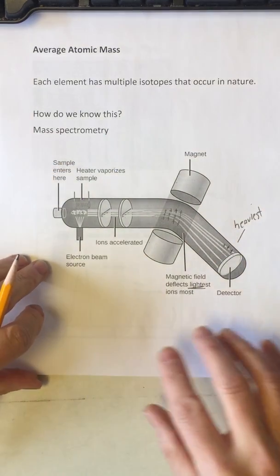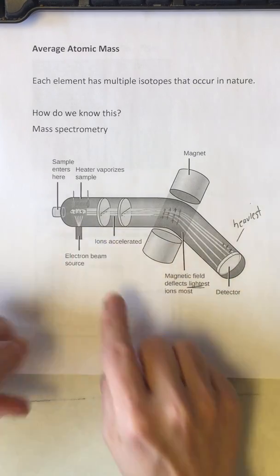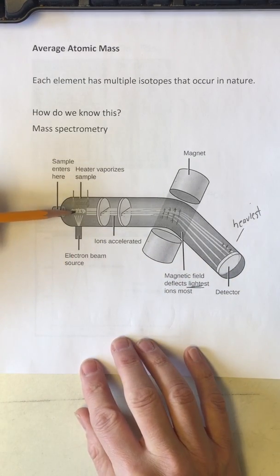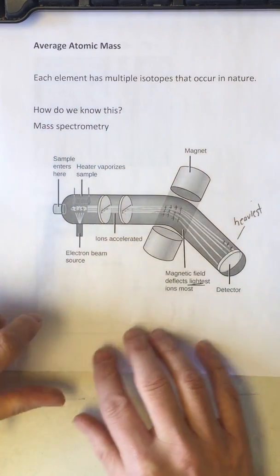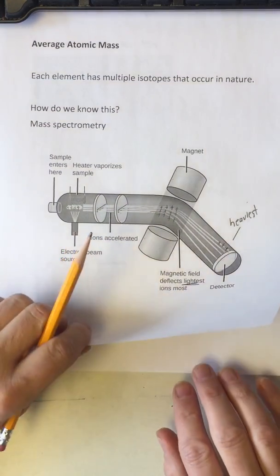Okay? So that's one method. There's other types of mass spectrometry, but they're all sort of based on the same idea, which is you put in a sample, somehow ionize it, and then deflect it with electric and magnetic fields, and then detect them. This is called a sector device.